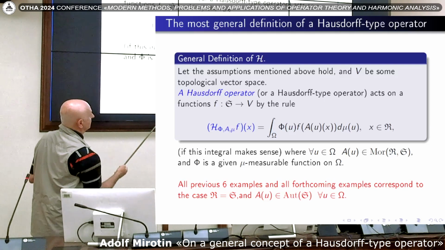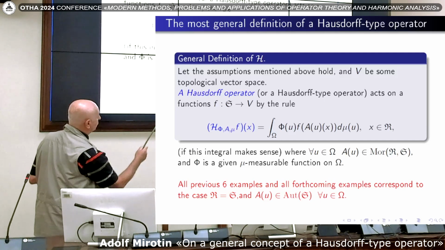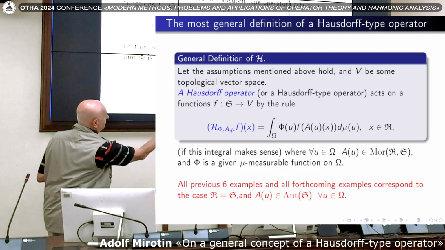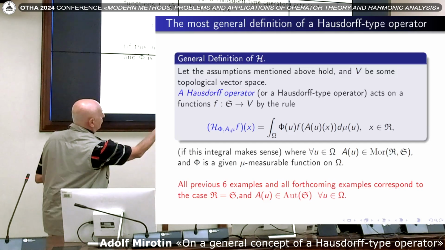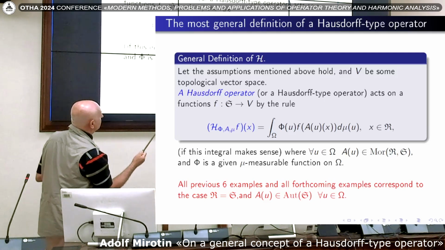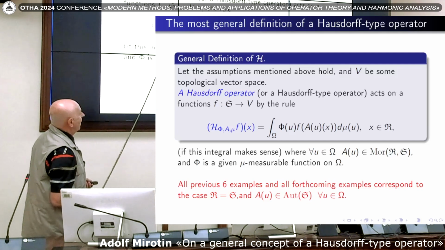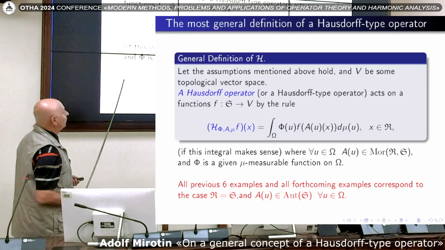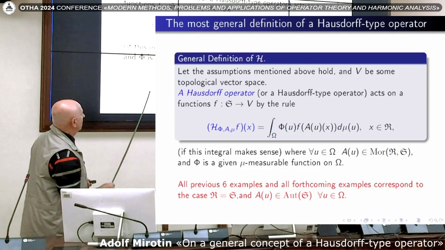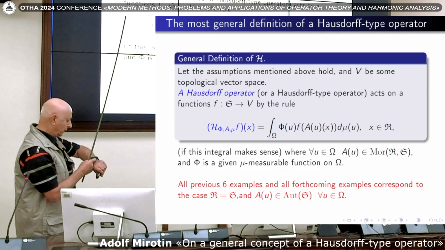choose and fix an arbitrary kernel phi. This is a locally measurable function with respect to mu on Omega. And here F is composed with the following function A of u of x. For each u, A of u is a morphism of this category, and this is a value at the point x from R. All previous 6 examples and all forthcoming examples correspond to the case where R equals S and A of u is a set of automorphisms of our set S.